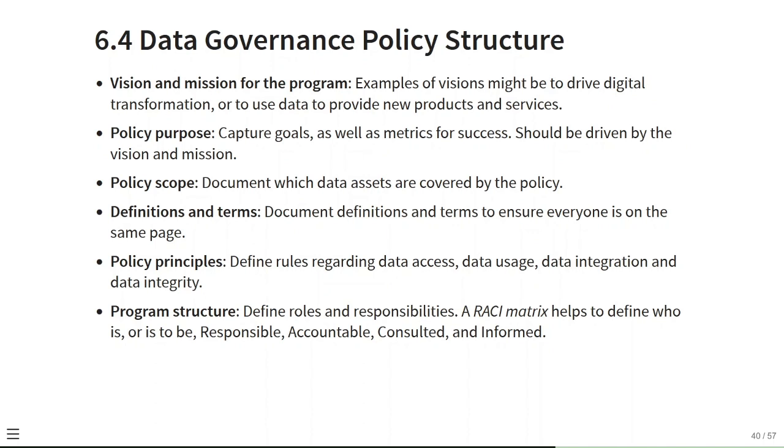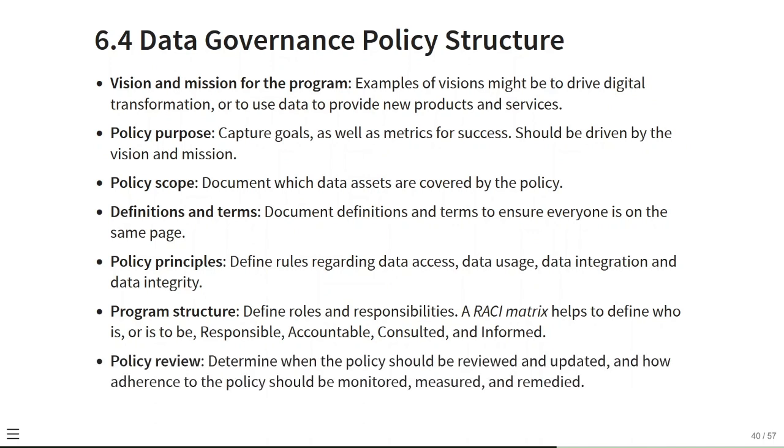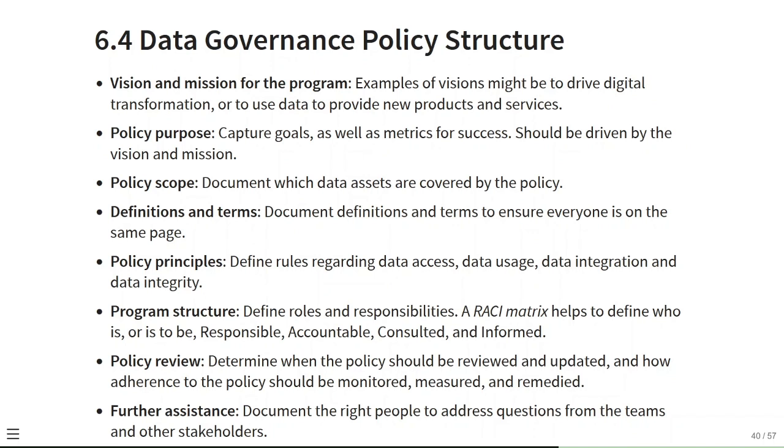The program structure defines roles and responsibility, and a RACI matrix helps to define who is or is to be responsible, accountable, consulted, and informed. And the policy review is there to determine when the policy should be reviewed and updated, and how adherence to the policy should be monitored, measured, and remedied. Further assistance: document the right people to address questions from the teams and other stakeholders.